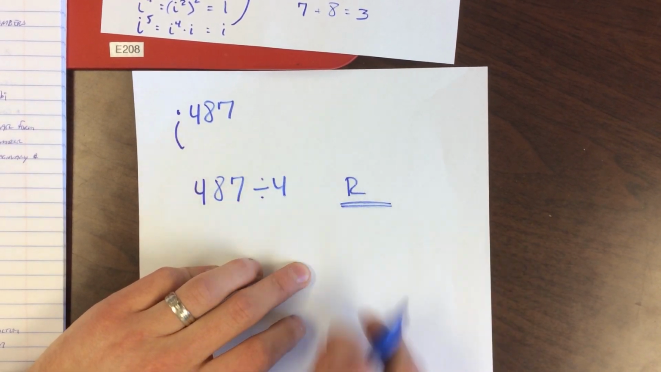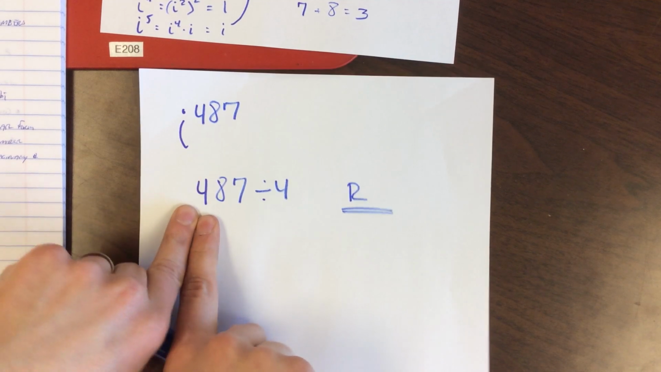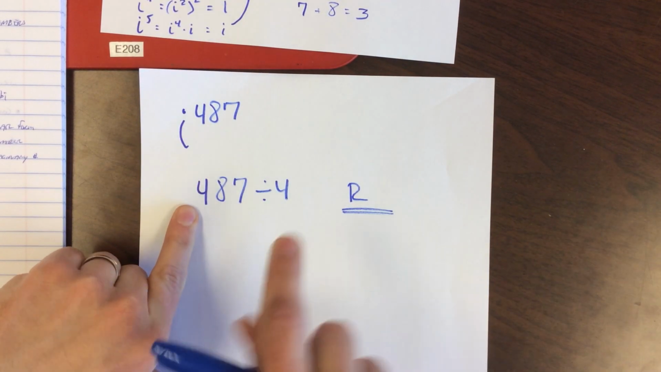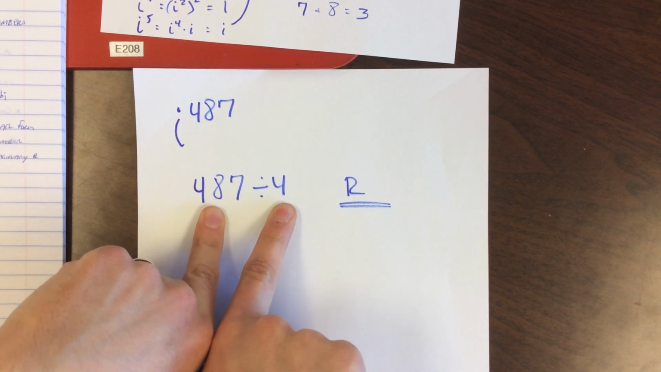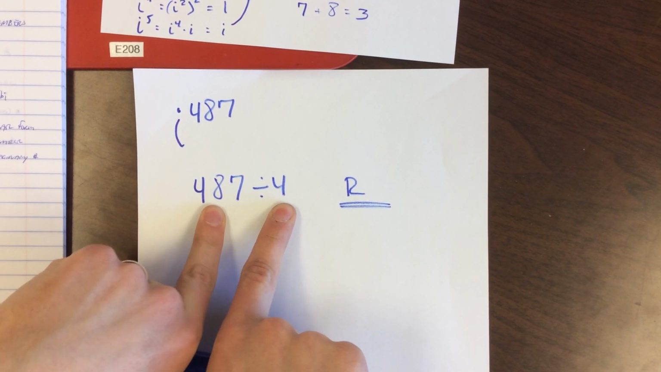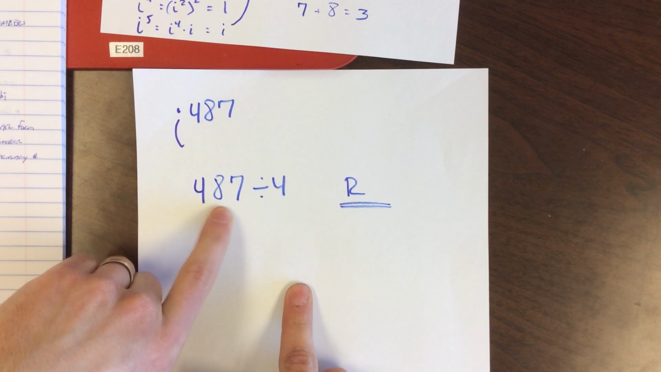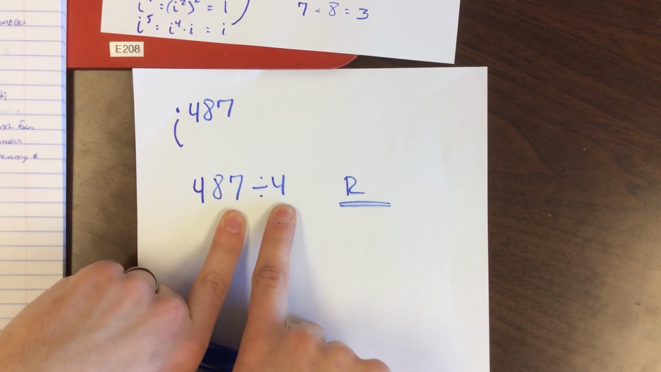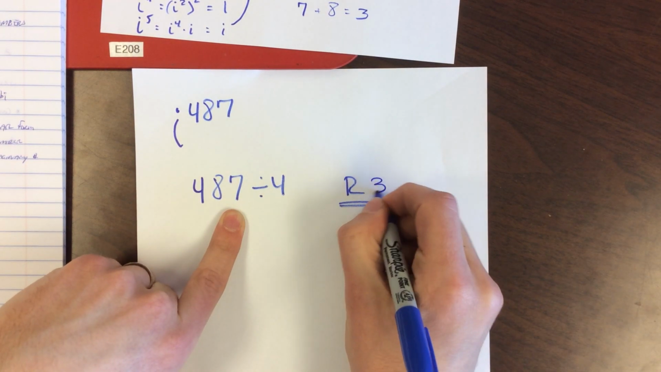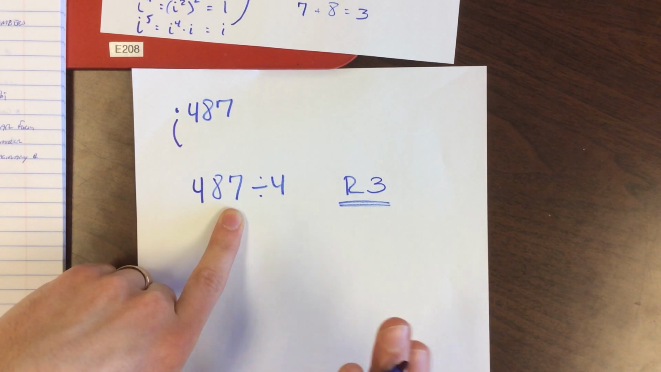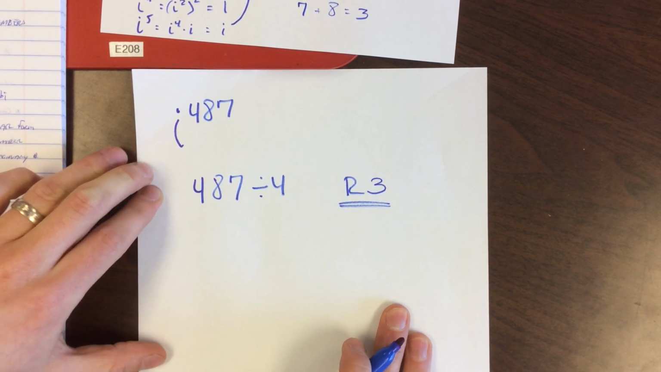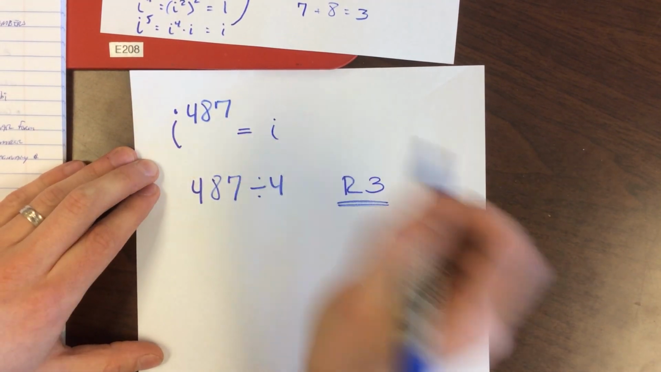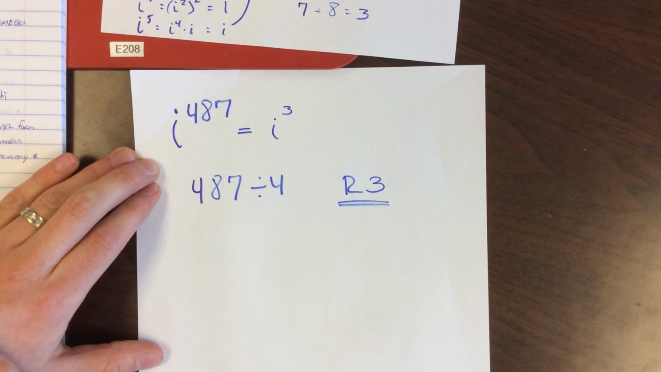We want the remainder. 4 goes into 4 how many times? What's the remainder? 0. Okay, so we don't care about that. 8 divided by 4 is 2. What's the remainder? Okay, good, 0. 7 divided by 4 is 1, what's the remainder? The remainder is 3. That means that i to the 487 is the same thing as i to the third.